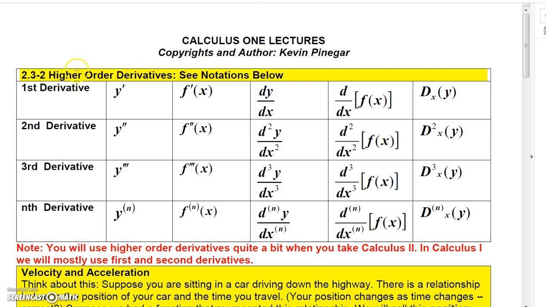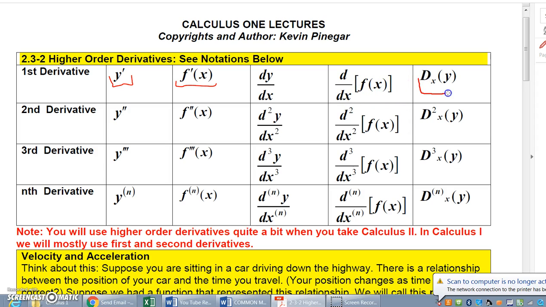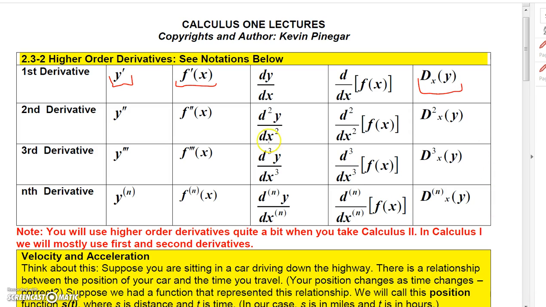Okay, this section I'm just going to show you the notation for higher order derivatives, which you might use later on in your calculus course. The first derivative of a function can be represented as y prime, f prime of x, dy over dx, or df of x over dx. This notation is generally reserved for differential equations.